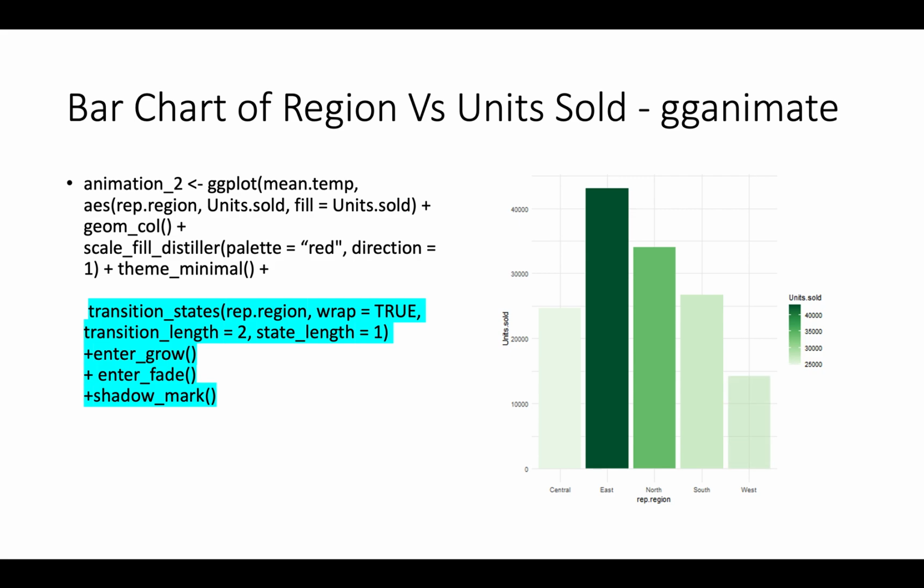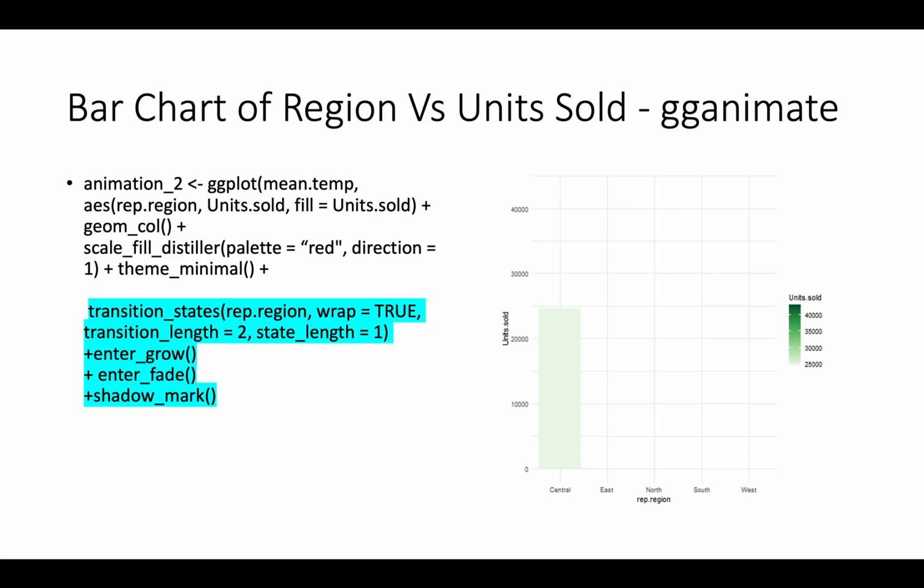I've used shadow mark. Shadow mark lets you show the raw data behind the current time. It lets you show both the past and future values of the raw data, and helps you style it as you want.